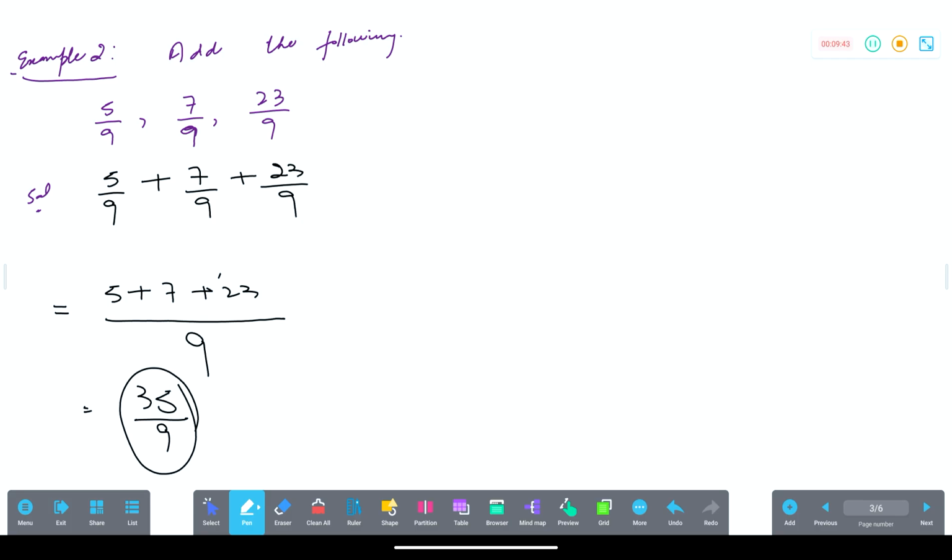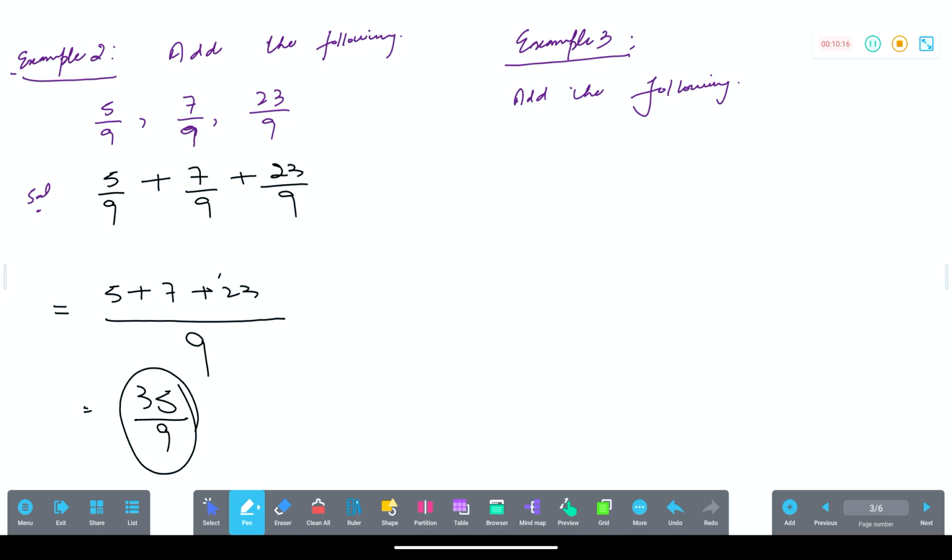Now let me take one more example. The final example will carry on and then we will take the second case of the operation addition. So I am taking one more example I am bringing here. Example third. Now, I will take the example like this. Add the following. So have a look.